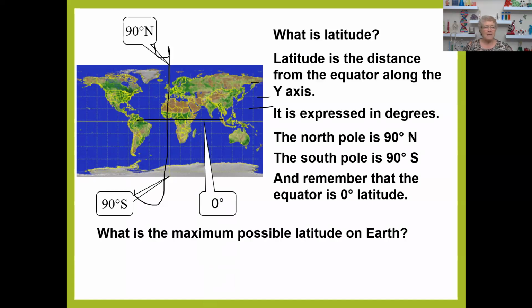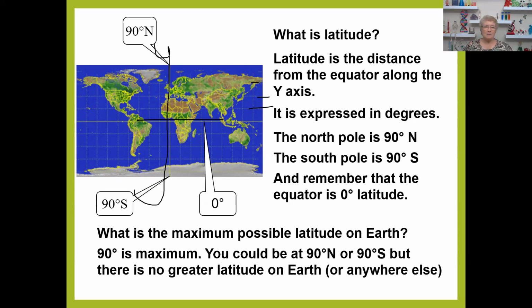So what is the maximum possible latitude on Earth? What's the biggest latitude that you could have? Hint, you can't go farther than the poles. It's going to be 90. 90 degrees is the maximum. Sorry, I answered just a little before you guys. So 90 is the maximum. You could be all the way up at the North Pole at 90 degrees north, or all the way at the South Pole at 90 degrees south, but there's no greater latitude on Earth or anywhere else really.